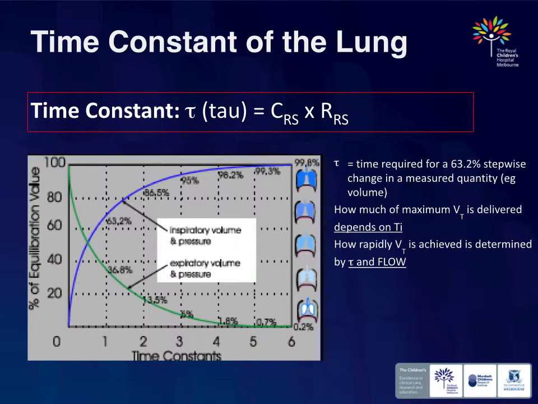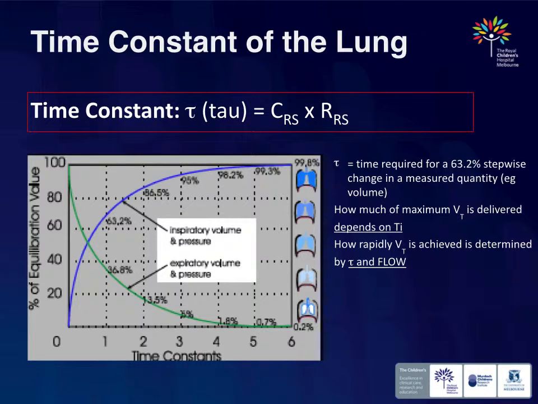Okay? So obviously if we apply a delta P, we want to get to the tidal volume in the lung. And the time we need to do that will be at least 3 time constants. 3 time constants gets us to 95% of the maximum volume change we can get in the lung. 5 time constants is 99%. So ideally we need to make sure we apply our delta P for at least 3 time constants and ideally 5 time constants in the system.